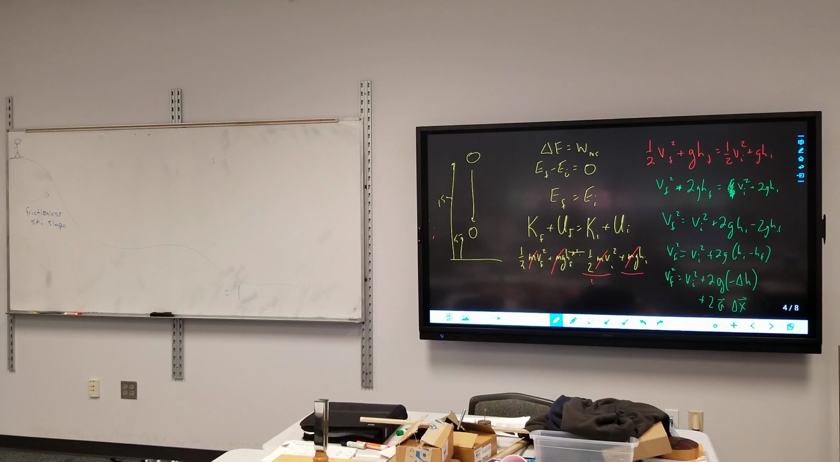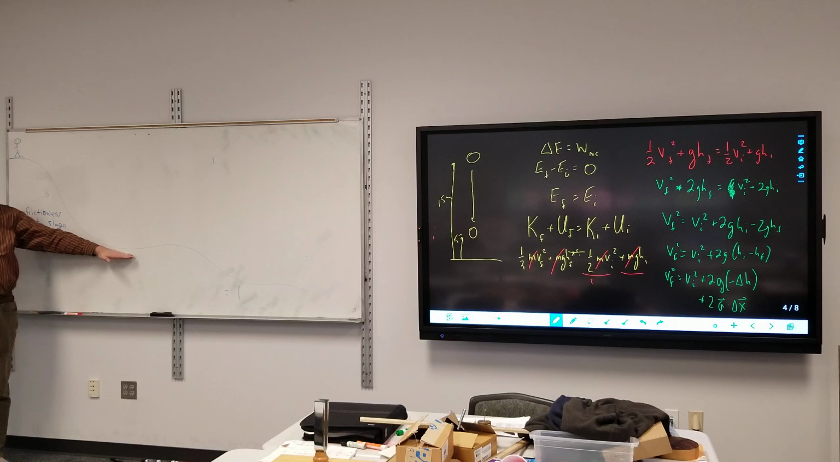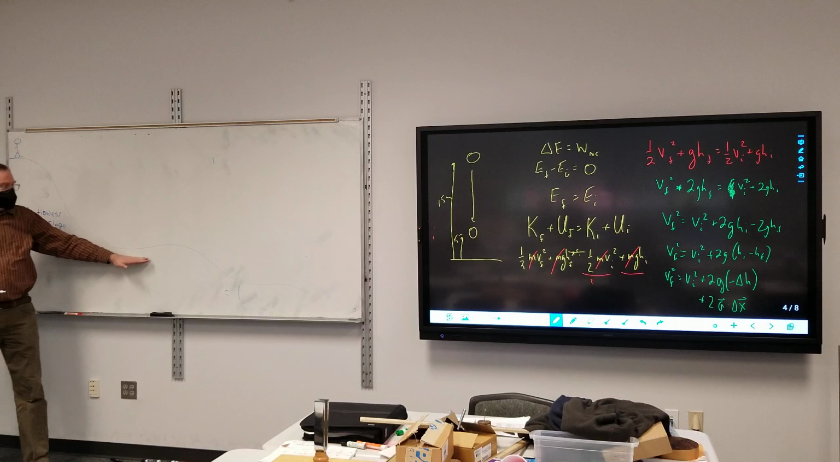Acceleration is not constant. Start out with very little acceleration. And then at this point, you've got a great deal of acceleration, no acceleration, acceleration that's upwards, acceleration that's downwards, and it keeps changing.